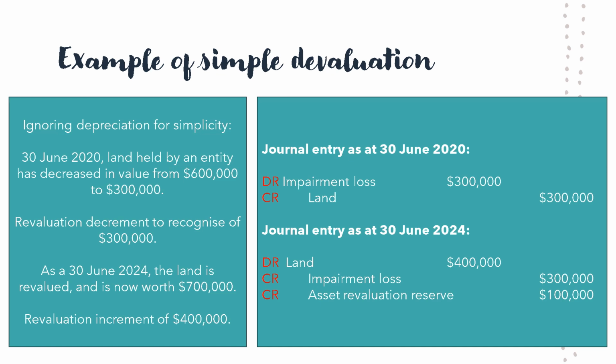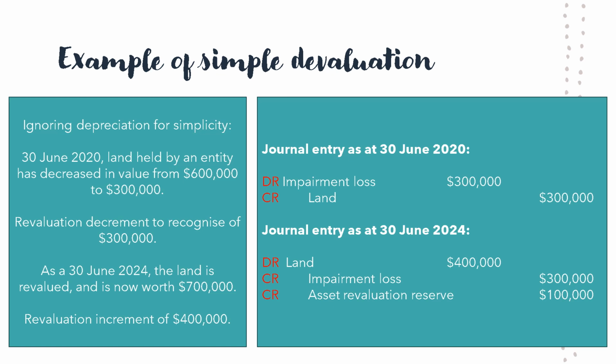Therefore, the journal entry we need to bring to account is to debit our impairment loss account by $300,000 and we'll credit our land by the same $300,000 decrement. Now let's fast forward to 30 June 2024 and that same piece of land has been revalued and it's now valued at $700,000. So its value has increased by $400,000.